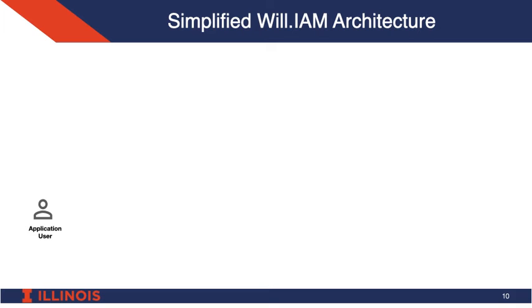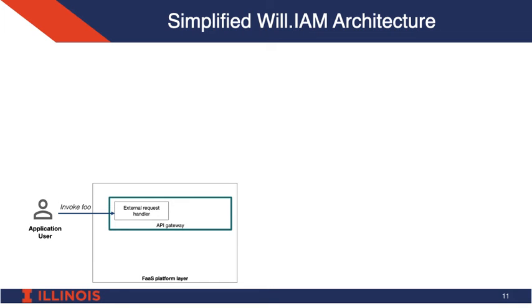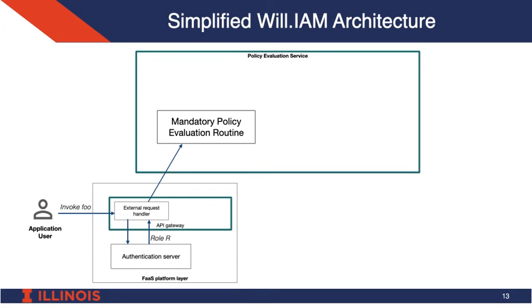Now we will discuss how Will.IAM achieves workflow-sensitive proactive authorization after we have defined the policy graphs for the application. An application user sends an invocation request to function foo, which hits the API gateway of the cloud platform. Will.IAM extends the API gateway to specially handle requests originating from outside the application. The authentication information within the request header is sent to an authentication server to assign a role to the request. Next, the request along with the role is sent to the policy evaluation service of Will.IAM.